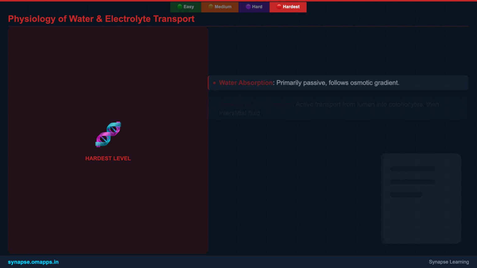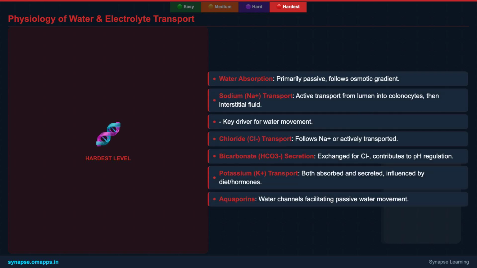The large intestine's crucial role in water balance hinges on precise transport mechanisms. Water absorption is primarily passive, driven by the active transport of sodium ions from the lumen into the colonocytes and subsequently into the interstitial fluid. This creates an osmotic gradient, drawing water along with it through aquaporins and paracellular pathways.